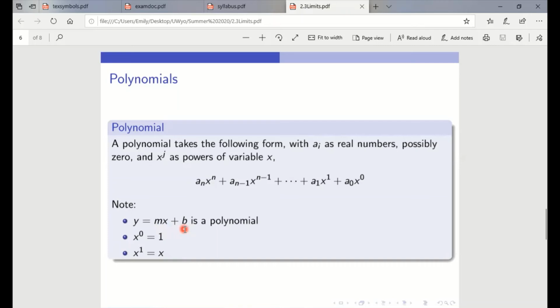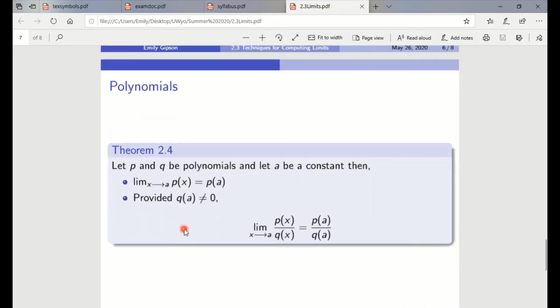And when it comes to polynomials, well, we can just plug things in. So let p and q be polynomials, and let a be a constant value. Then the limit as x approaches a of a polynomial p of x equals just p evaluated at a. And we'll see what that looks like soon.